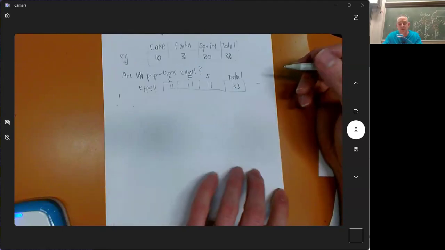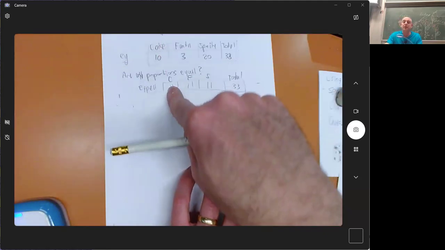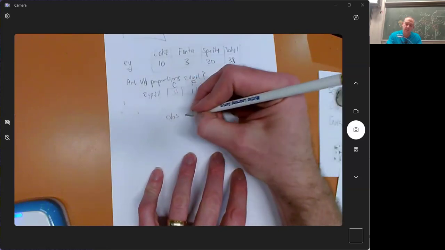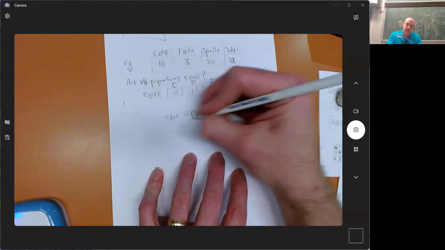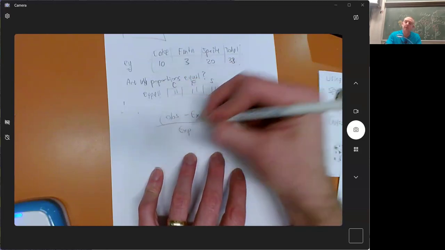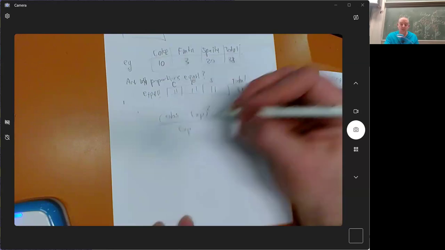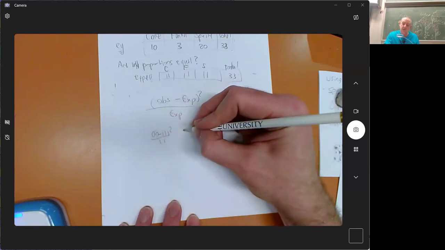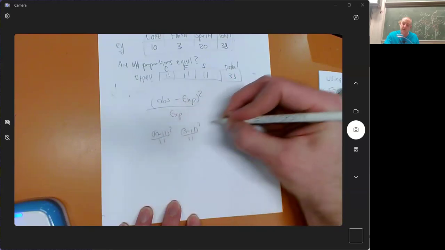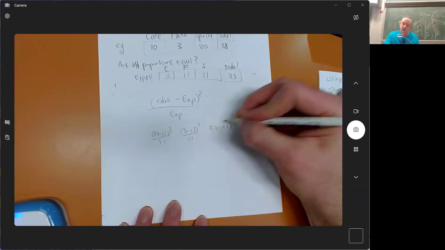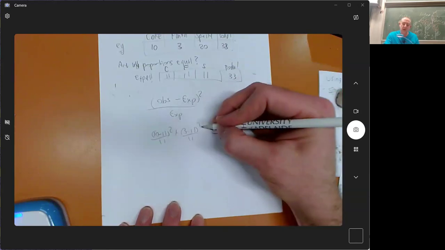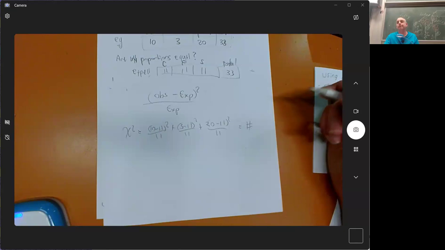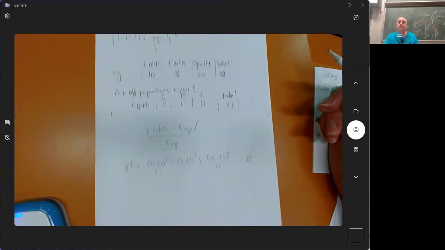So the way the goodness of fit test works is you go this minus this squared divided by this. So you do observed minus expected squared over expected. And you do that for everything. So this will be 10 minus 11 squared over 11. This will be 3 minus 11 squared over 11. This will be 20 minus 11 squared over 11. And then you add them all up, and that gives you a chi-squared statistic, which is a number. But that's how you do the goodness of fit test.